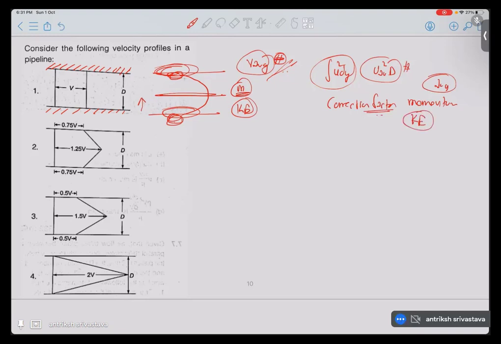So here, what we are going to do is calculate the momentum correction factor for all these four flow profiles. These are the flow profiles where V is the average velocity, and we have been given the velocity changing with the depth as a function of the average velocity, right?